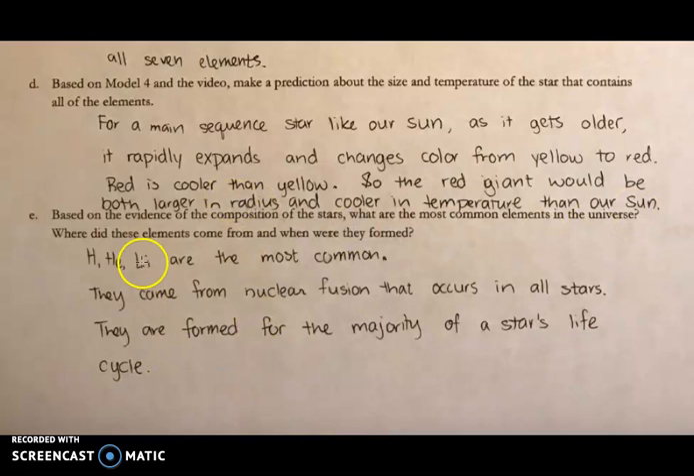Okay? So finally, based on the evidence of the composition of stars, the most common elements in the universe were hydrogen, because hydrogen was formed in the Big Bang. It's 1 proton, so it's not that difficult to form, right? Hydrogen fused into helium, fused into lithium, so those 3 are the most common. They come from nuclear fusion that occurs in all stars. All stars start by burning hydrogen into helium, then helium and hydrogen into lithium, and so on and so forth throughout the periodic table of the elements.